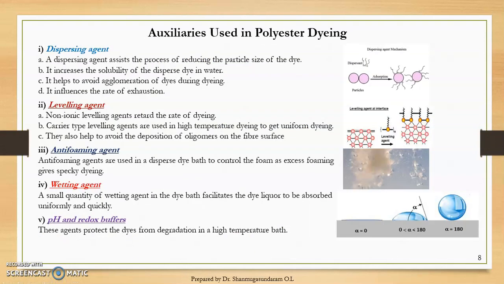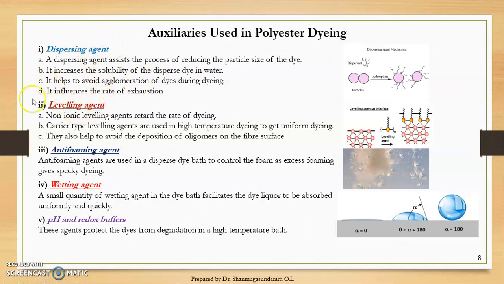So these are all the auxiliaries used in the polyester dyeing process. The first one is the dispersing agent. What is the function of the dispersing agent? The dispersing agent assists the process of reducing the particle size of the dye. It increases the solubility of the dispersed dye in water. It helps to avoid agglomeration of dyes during dyeing. It influences the rate of exhaustion. So these are all the functions of the dispersing agents in the polyester dyeing process.